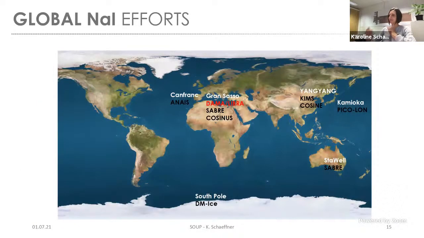The experiments which are, let's say, on the market and trying to do that are quite many now. So there is ANAIS, which I will start out with. Then there is COSINE, this is in Korea in the Yangyang lab. And then there is SABRE and COSINUS, which are transaxle. And SABRE has this special feature of having also an experiment on the southern hemisphere. And there is also DM-Ice, which I will report about.